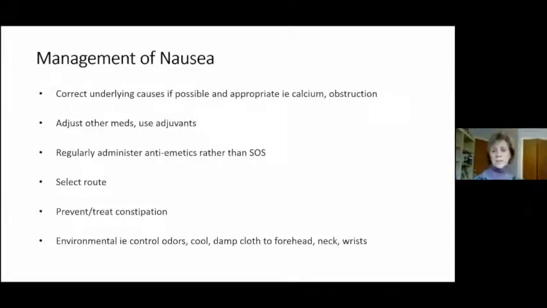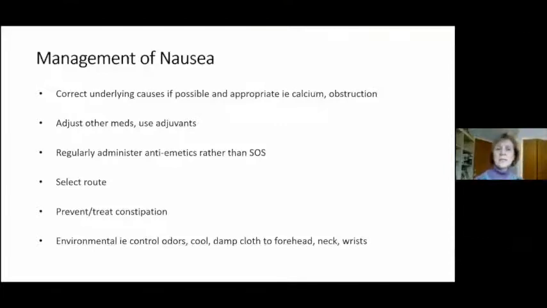Always look at adjusting the medications. Can you stop or reduce the medications that may be contributing to the nausea? And if it's related to the strong painkillers, try to maximize the use of adjuvants, other medications that can help with pain, to try to minimize the use or dose of the opioids. Just like you've heard about for pain management, if somebody has constant nausea and vomiting, administer the antiemetics, the nausea medications, regularly, not SOS.